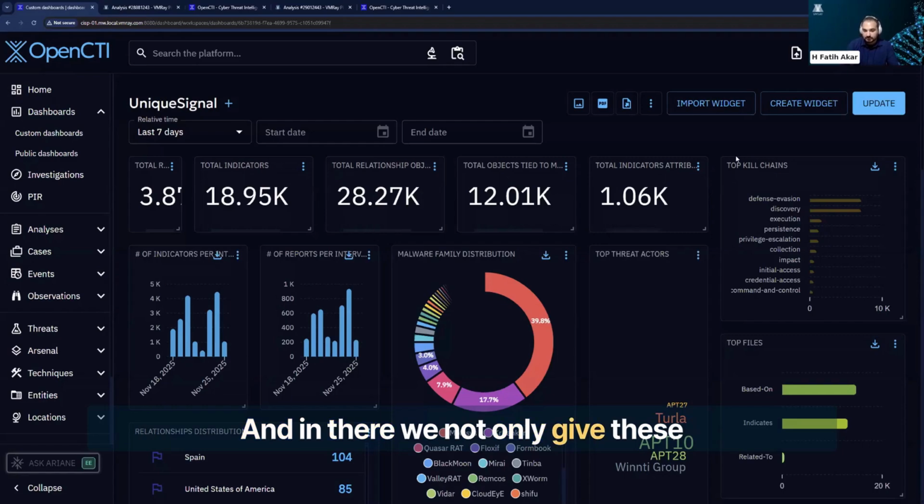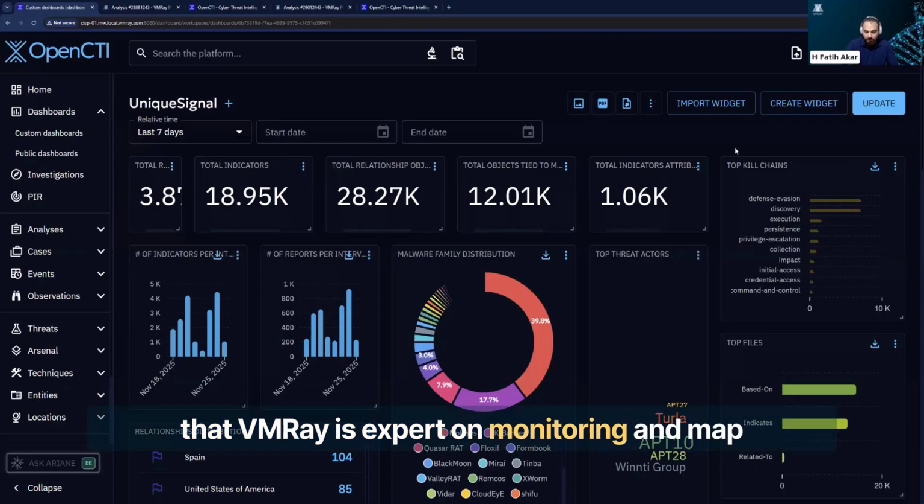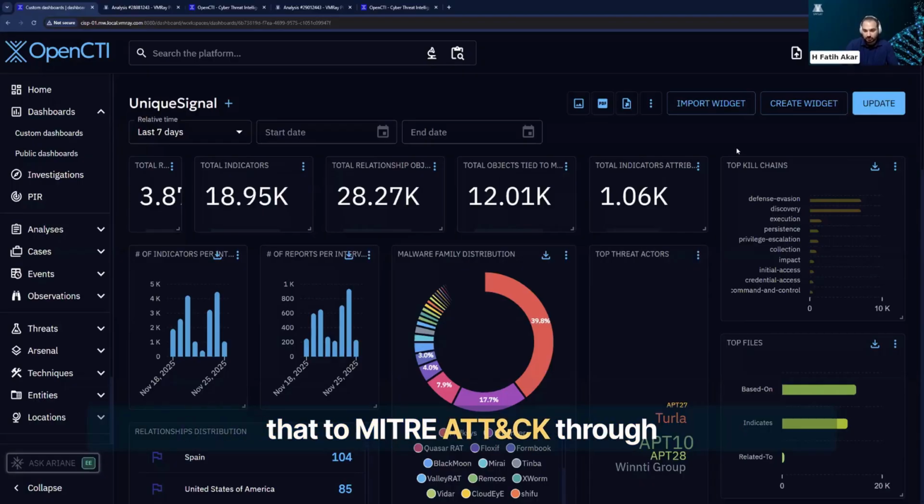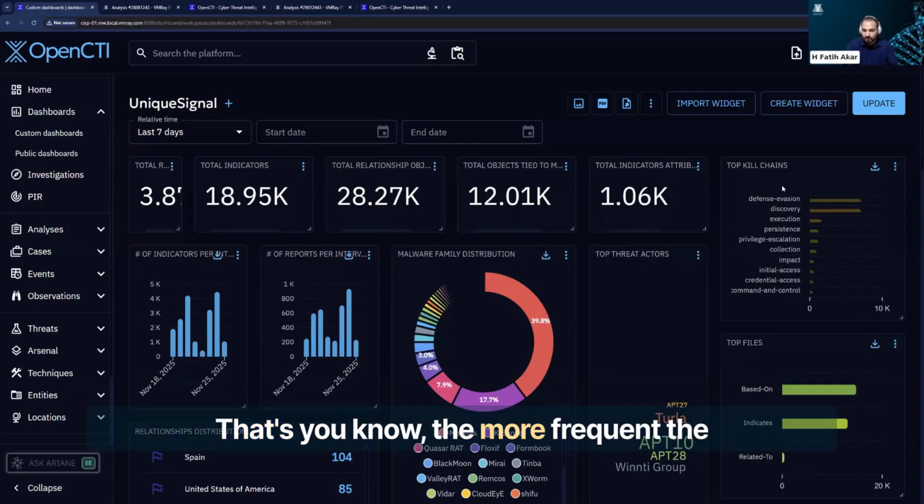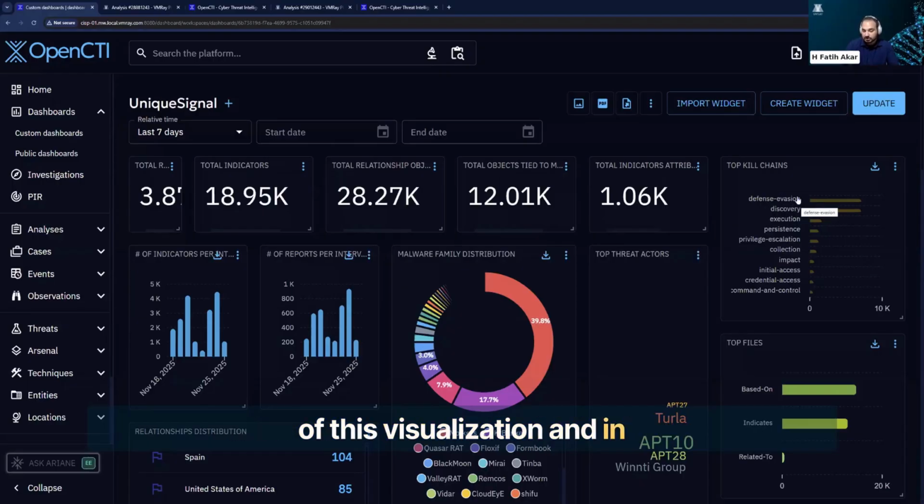And in there, we not only give these relationship objects to just tie random hashes or IP addresses to each other. Also, what we do is attach that behavioral information that VMRay is expert on monitoring, and map that to the MITRE ATT&CK corpus through MITRE ATT&CK IDs, and then just give you what this indicator is actually related to. And on the right side of your screen, you can see the top kill chains. The more frequent the behavior is, the higher it is on this visualization. And the highest one is defense evasion.